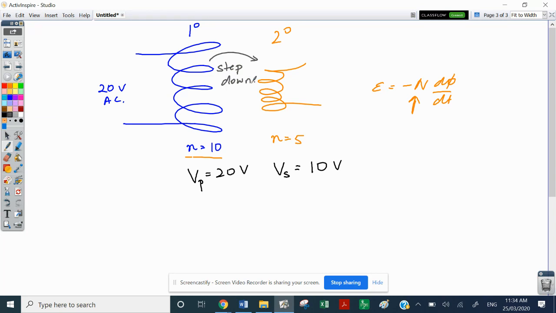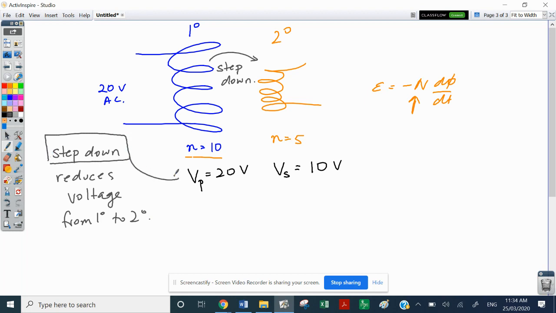What that means, a step down reduces voltage from the primary to secondary. The step down refers to only the voltage. So from the original coil, this is the primary coil, down to the secondary coil, we have a halving.